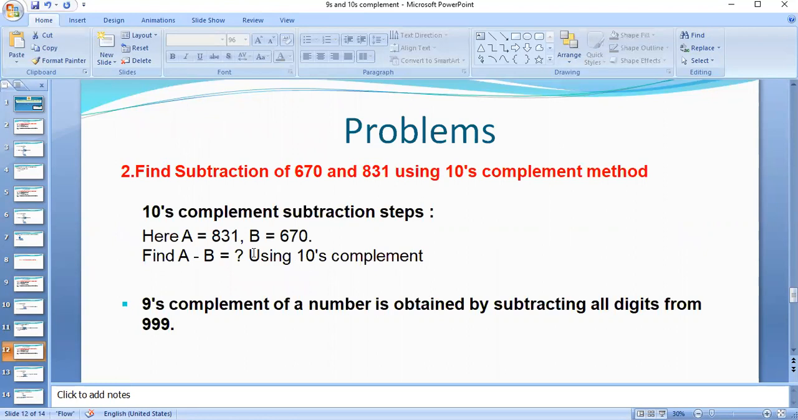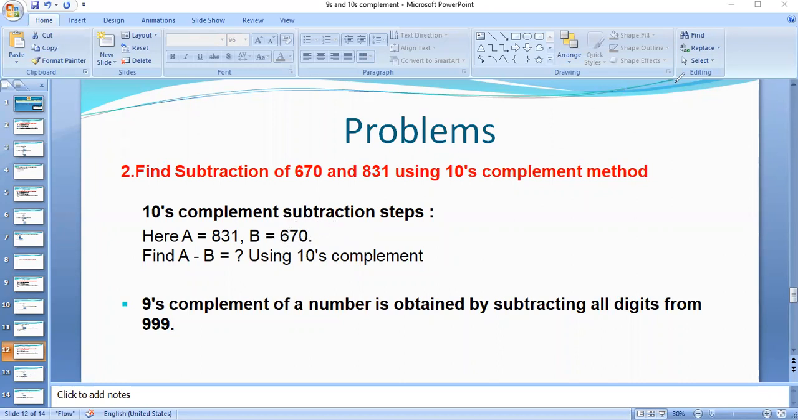Next, we are taking the same problem, but this is the m greater than n condition, meaning we are subtracting a smaller number from the bigger number. So we are going to find this using the tens complement method. In the first step, we have to find the tens complement of the subtrahend.